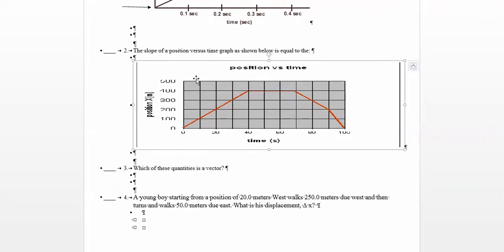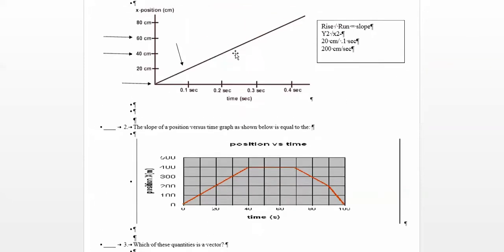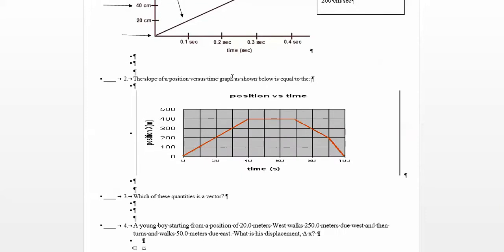This one here, the slope of a position versus time graph shown below is equal to the, well, guess what? If you knew how to answer this one, you know how to answer this one. Slope of a position versus time graph is equal to the velocity.